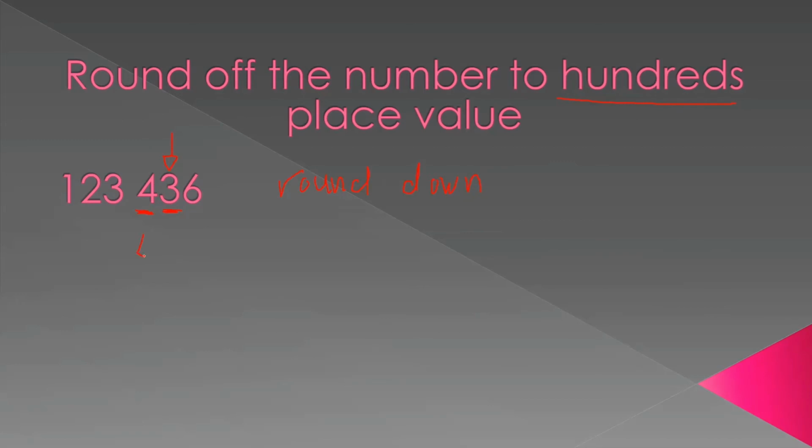So, after copying the 4, let's proceed to step 3, which is the remaining digit to its right will become 0. So, we will replace it by 0. And then after that, if there's a digit to its left, what we are going to do is just to copy it. So, therefore, the rounded off value of 123,436 to its nearest hundreds place value is 123,400.